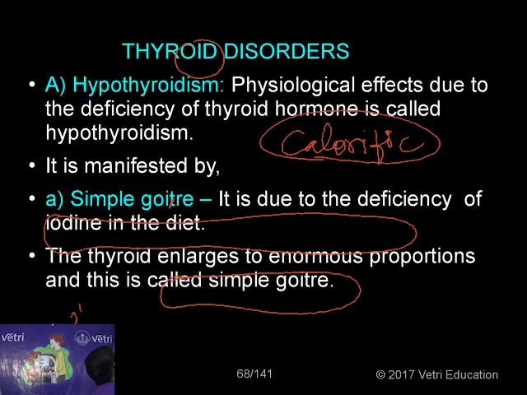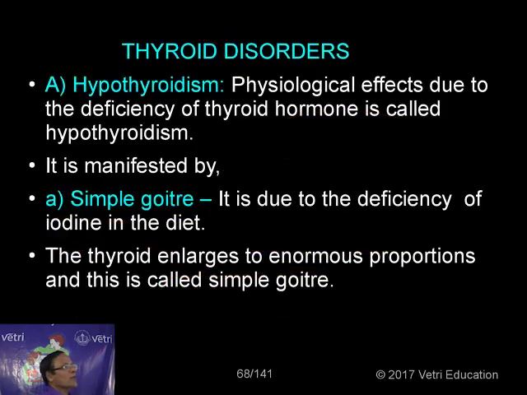Okay. Now, thyroid disorders. When the secretion of the thyroid gland is less, a person develops a condition called hypothyroidism. The physiological effects due to the deficiency of thyroxine hormone are called hypothyroidism. Now, it is manifested by means of three different disorders. Number one, simple goiter. It is due to the deficiency of iodine in the diet, not thyroxine. We normally need 10 micrograms of iodine per day.